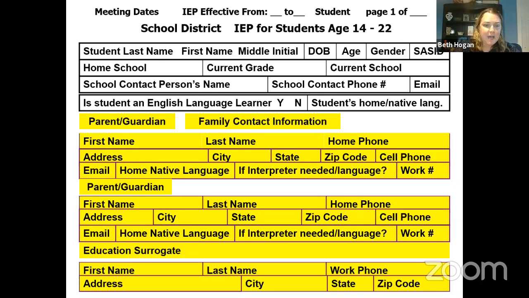If you skip down past the second parent or guardian's information, there's a line for an education surrogate. And that would be if a student had a surrogate assigned by the state, possibly through an organization like DCYF.